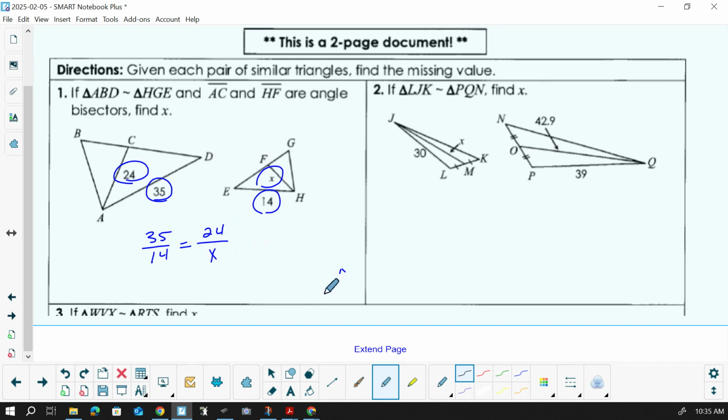Now, me personally, I'm going to simplify. I won't worry about it. 14 times 24, I was going to simplify this to make it easier, but I'll just do it. 24 times 14 is 336. 35 times x, 35x. Divide both sides by 35, and you get 9.6.